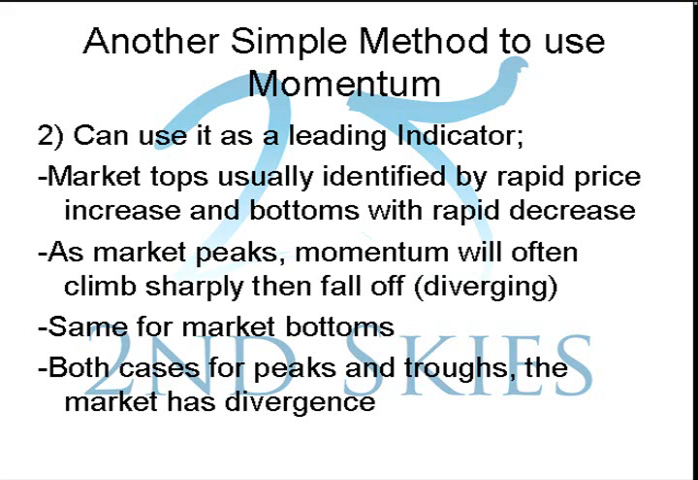Some other simple methods is using it as a leading indicator. Market tops are usually identified by rapid price increases and bottoms with rapid price decreases. So because of that, when the market peaks, momentum will often climb sharply and then fall off. That's because the last amount of volume or surge in capital coming into that particular pair, to push that and get as much out of that trend as possible, is often thrown in. But that also means that the top of momentum, almost every single time, is never the top in a particular pair. It's also the same for market bottoms. The bottoms in momentum rarely ever are the bottoms in the actual down move.